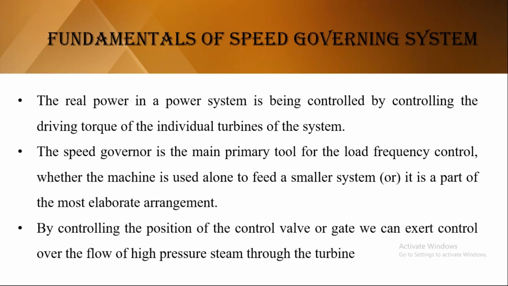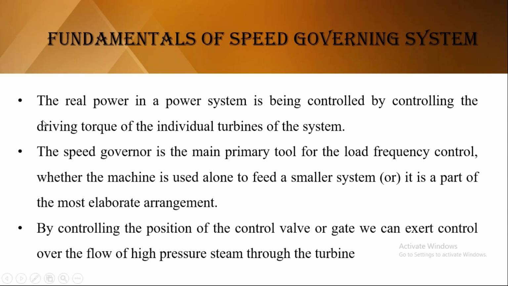It is a primary tool and main tool for controlling the load frequency in the system. If it does not control the speed, then we can't maintain the load frequency as controllable. By controlling the position of the control valve or gate, the flow of steam will be changed. If the valve is opened more, more steam falls on the turbine, and then the turbine speed will be increased, right? It depends completely on how much steam falls on the turbine and the pressure of the steam, and this can be achieved by the speed governing system. These are the roles and functioning of the speed governing system in the thermal power plant.